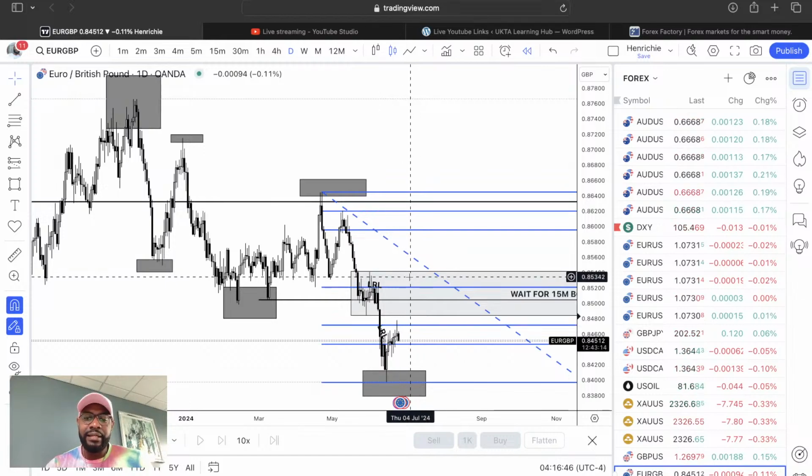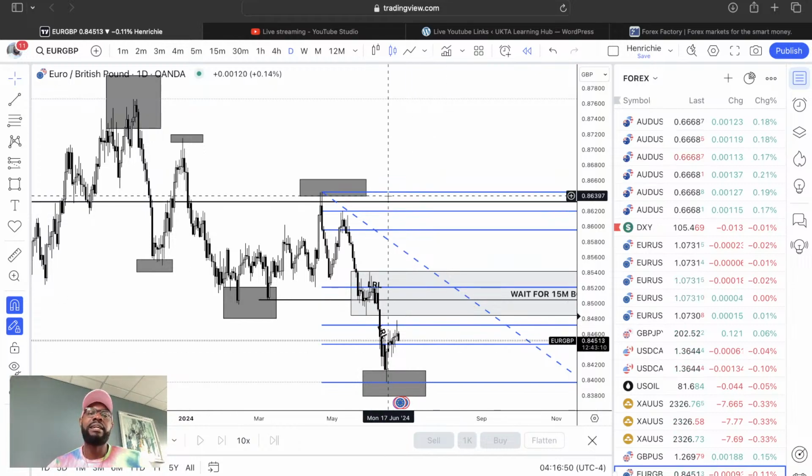Once we're there, I'll look for a potential sell for this to continue to the downside, because overall my market structure on EUR/GBP is bearish, and I want to see EUR/GBP go to the downside. Another thing to put into perspective is that the euro interest rate is lower than the pound interest rate. The euro interest rate is around 4.5 or something like that, but for the pound the interest rate is around 5.25 or something similar.